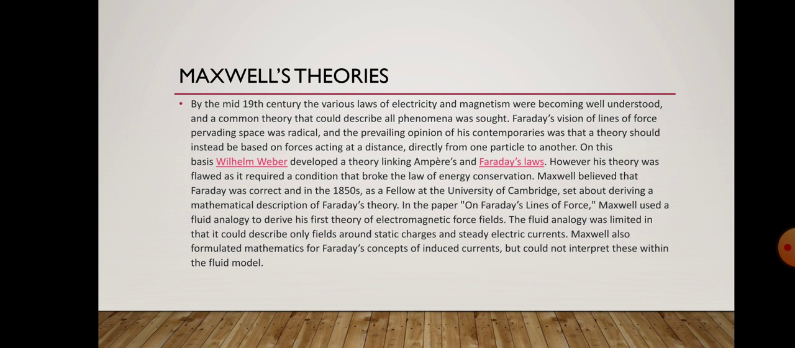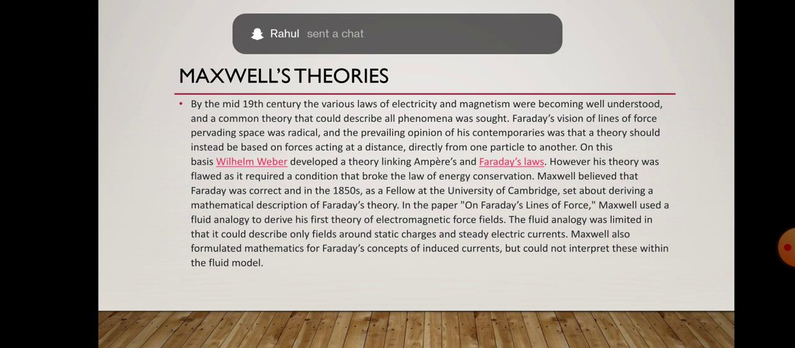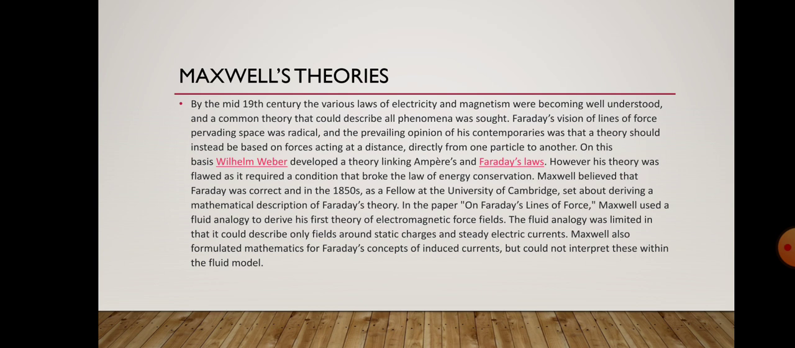Maxwell believed that Faraday was correct, and in the 1850s, as a fellow at the University of Cambridge, set about deriving a mathematical description of Faraday's theory. In the paper on Faraday's lines of force, Maxwell used a fluid analogy to derive his first theory of the electromagnetic force field. The fluid analogy was limited in that it could describe only fields around static charges and steady electric currents. Maxwell also formulated mathematics for Faraday's concept of induced currents but could not interpret these within the fluid models.